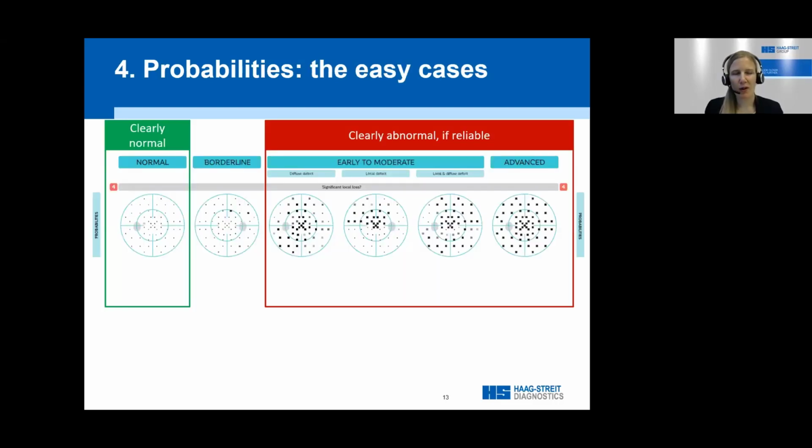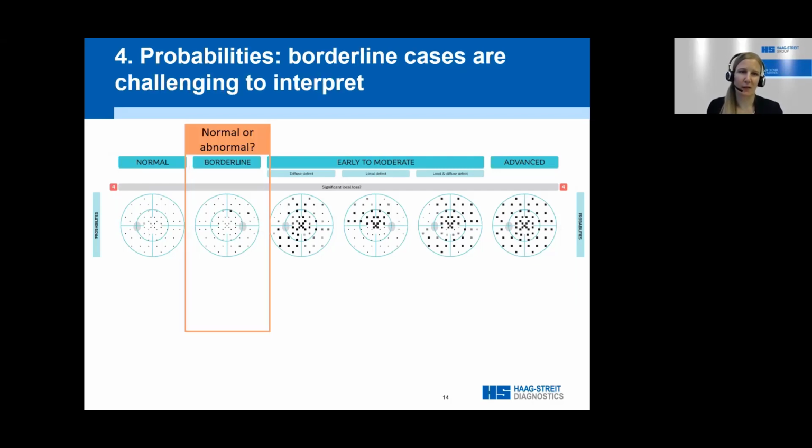Now, when are the probabilities useful? If a visual field is totally normal, you don't need to look at it. And if it's clearly abnormal, like the cases on the right, there's also no real value in looking at it, unless you want to look at the progression of a certain point that's still fairly normal. Where it gets interesting and really helpful is the borderline cases, because there things are not so clear.